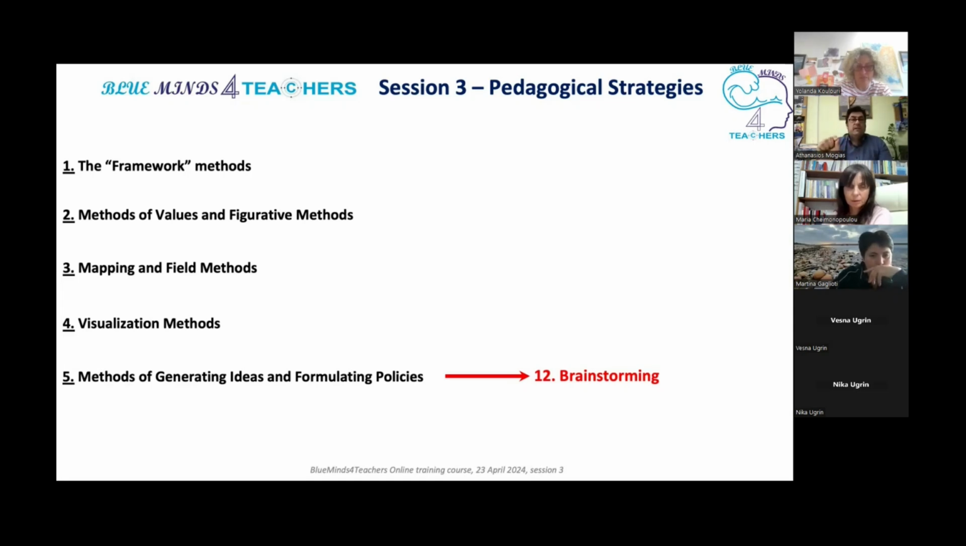And another thing, before starting presenting these methods, please keep in mind that by the end of this presentation, we will ask you to write down the strategies that you feel you can use when designing and implementing an ocean literacy project. So I would recommend you to make a note, at least of the titles of these methods. That will be helpful to you.